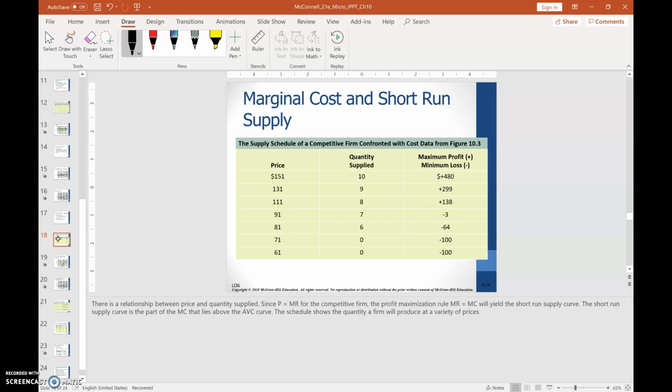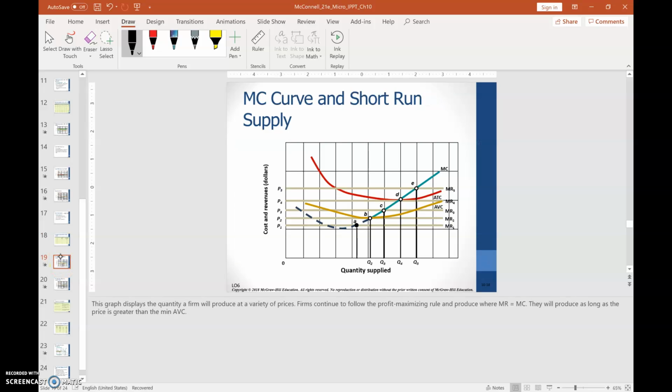Over here we have the maximum profit and the maximum loss combinations. Taking a look at the next slide here, I have 5 different marginal revenue lines. Each of them is a price line, and I have one marginal cost curve. Like we did before, we find the output level at the intersection of marginal revenue and marginal cost.